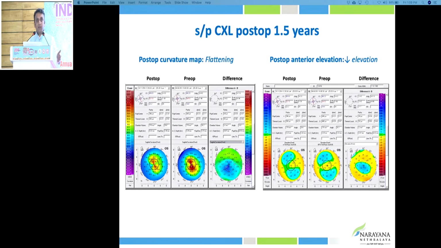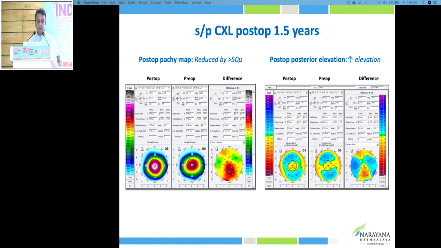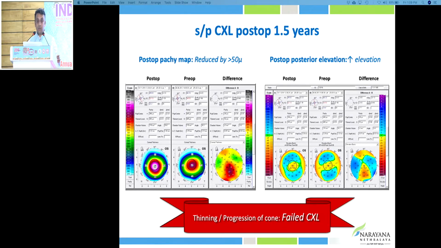Another case underwent cross-linking, and this is 1.5 years post-op. You can see two maps, the curvature map post-op and pre-op, and it shows significant flattening. So does the anterior elevation map. So it means it's successful cross-linking. But if we see the posterior elevation map and pachymetry map now, it actually shows reduction. Pachymetry is reduced and posterior elevation shows an increase. So this means failed cross-linking.